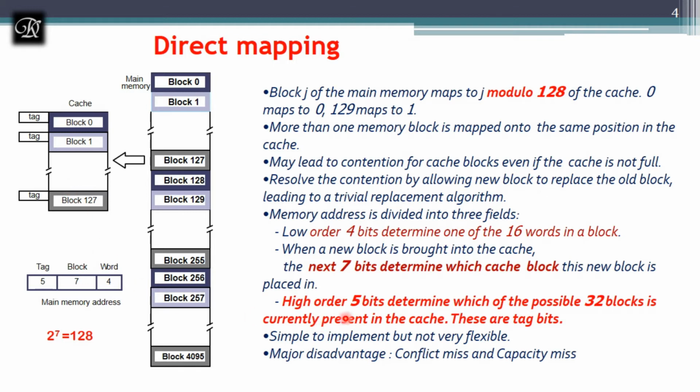Next is the important one. This is the high order 5 bits, the MSB side. The LSB side will go to recognizing the words inside each word line, the bits in between are used for recognizing the blocks inside the cache, and the last 5 bits from the MSB part are used to decide the hit and miss of the given block.